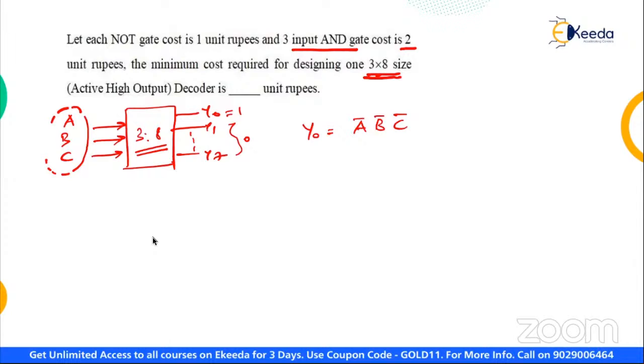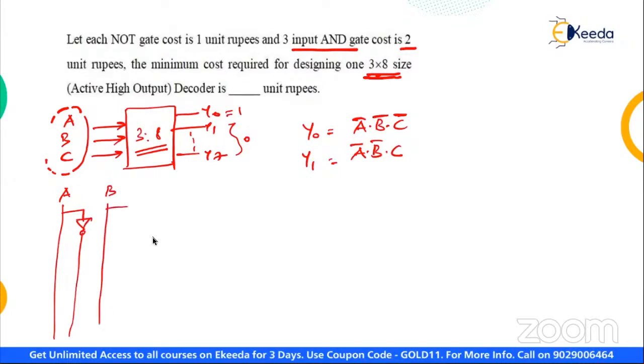Okay, so for Y0 it is A bar, B bar, C bar. For Y1 it is simply 0, 0, 1, so it is A bar, B bar, C. I hope you are understanding this. And to actually implement this, what do you require? Basically, you require AND gates, you require NOT gates. So if I start drawing such a circuit, sometimes you require A, sometimes you may require A complement, so A bar is required. Sometimes you require B, sometimes a B complement. So let me just write it this way. Sometimes you require only C, or you may require C complement.